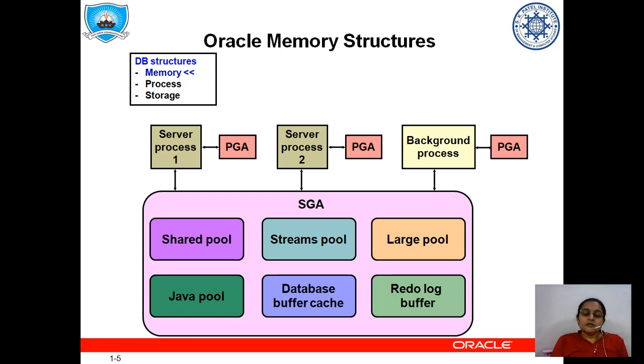Now we talk about the Program Global Area. It is meant for each individual user connected to the database. Each user requesting a connection to the database establishes its own Program Global Area, as we are able to see in the figure. Server process 1, server process 2, these are the individual Program Global Areas for the users.